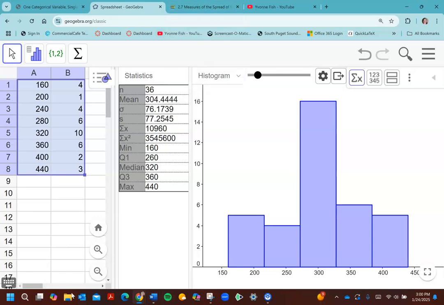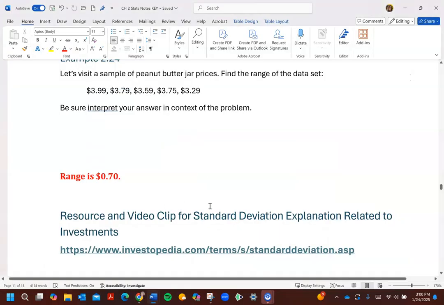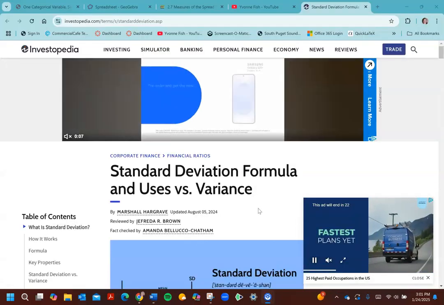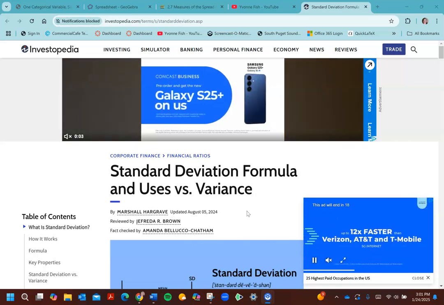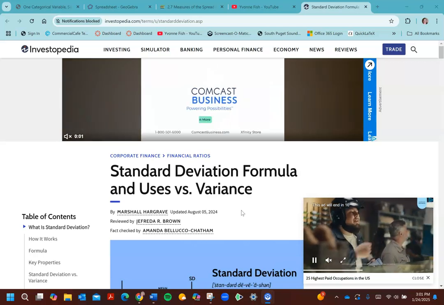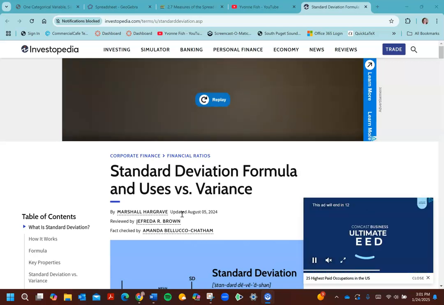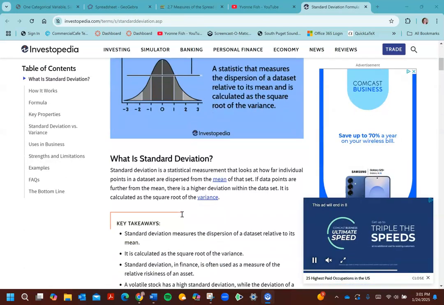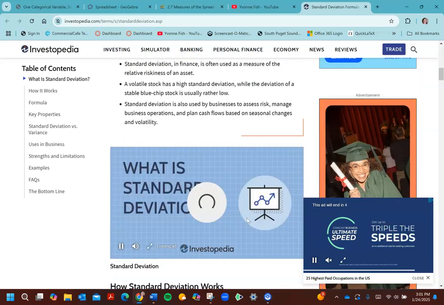So we are going to take a look at this video clip. I'm going to show you really quickly. The link that I have in the workbook for you is through Investopedia, and it's all related to finance and how these things are used in a finance context. I just found this video a little bit interesting.